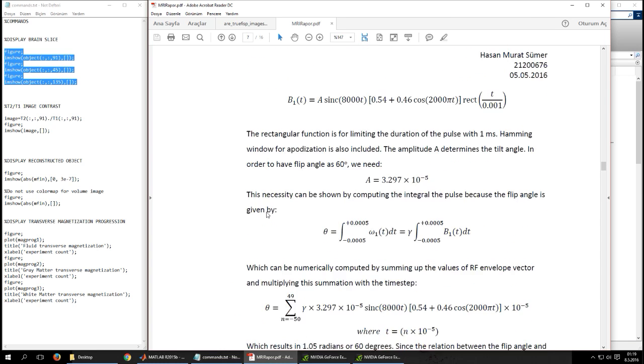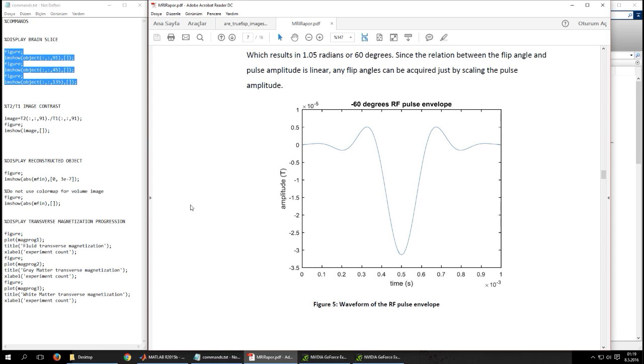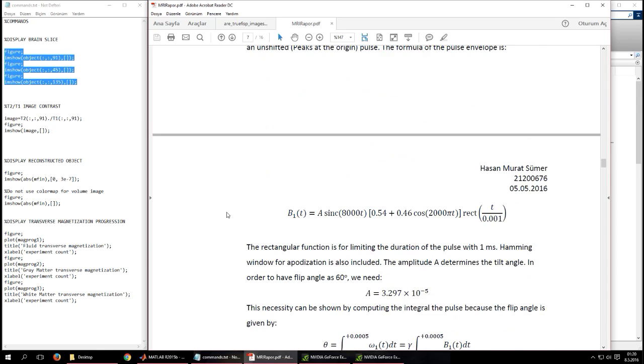The duration of the RF pulse is 1 millisecond. The envelope is a sinc function with 3 side lobes, and it's windowed with a Hamming window to reduce the Gibbs effect. The amplitude can be adjusted to have any desired flip angle. I will also demonstrate results for RF pulses for different flip angles. Note that the pulses are always applied in the x direction.